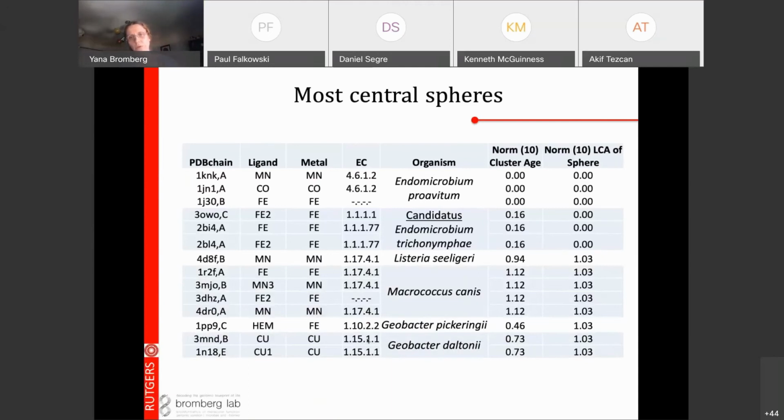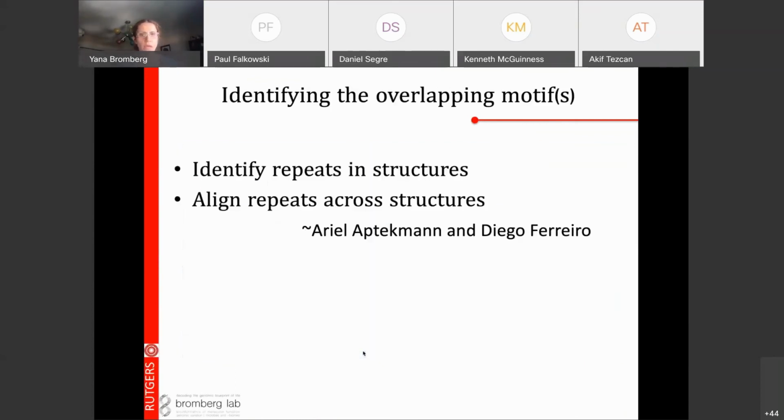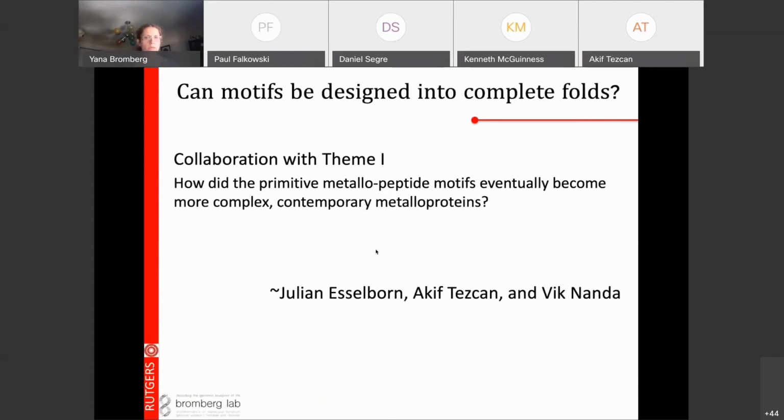But what I want to focus a little bit on is what does this mean in terms of dating these original folds? So we are going to take these structures and identify the subfolds of these, and this is going to be done by Ariel, and maybe he's going to tell you about this tomorrow. But what we want to do is take the eventually identified subfolds and hand them off to experimental work to Akif and to Vic, and see if we can actually synthesize them and see if they make sense as origins of contemporary metalloproteins.